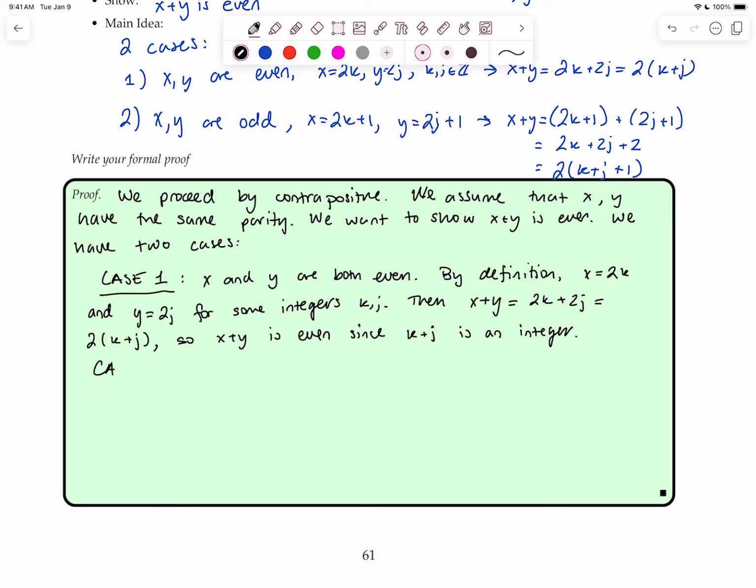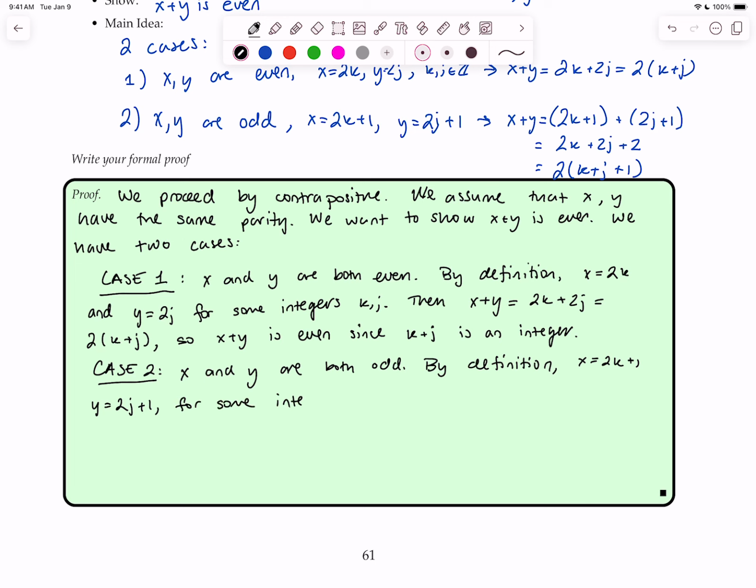Okay, let's look at case 2. So let's say x and y are both odd. Now, the wording for this is going to run pretty similarly. So by definition, x is equal to 2k plus 1, y is equal to 2j plus 1 for some integers k and j. Then we want to say something about x plus y.